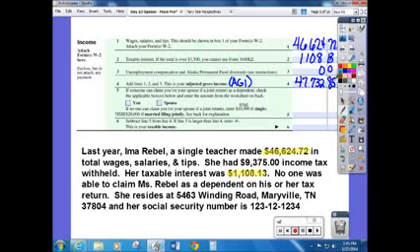Now, line 5, it says, if someone can claim you or your spouse, if a joint return, as a dependent, check the applicable boxes and complete the worksheet on the back. That is not the case for her, because it says in our instructions, no one was able to claim Miss Rebel as a dependent on his or her tax return. So, here's what we're going to do. If no one can claim you or your spouse, we're going to enter $9,750 if we're single, $19,500 if we're married filing joint. So since she is single, that's $9,750 that we'll enter on line 5.